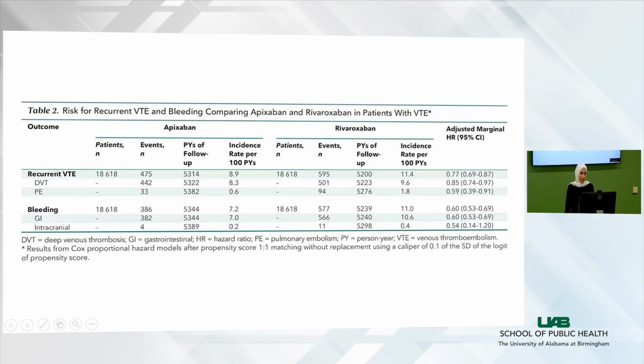We stratified the primary analysis into the individual components. Recurrent VTE we stratified into deep vein thrombosis and pulmonary embolism, and we can see consistent findings within the secondary analysis. For bleeding, we also stratified the analysis into GI and intracranial bleeding. We can see the estimates are consistent. However, the confidence interval for intracranial bleeding crossed the null just because of the small number of events for that outcome.